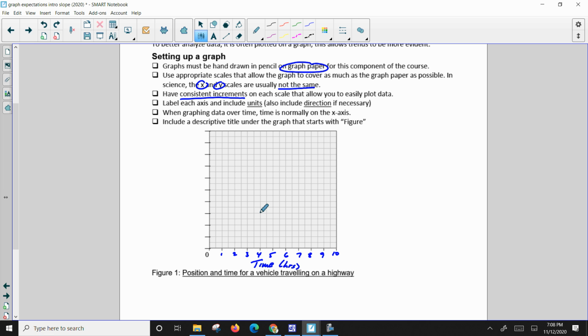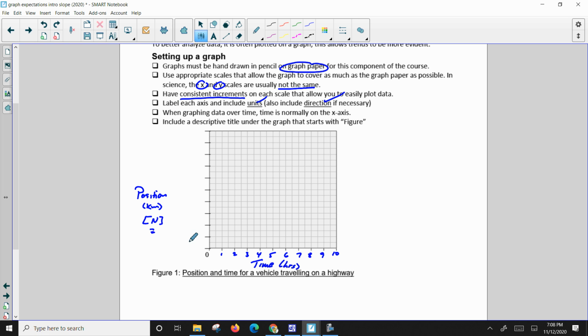How about the y-axis? In the y-axis, we're going to be graphing our position. We're always labeling the axes, including units. We measured position in kilometers. And we have a direction here too. We're going to be measuring from the north. That's really important, so you always include the direction. Include units, direction, and label.